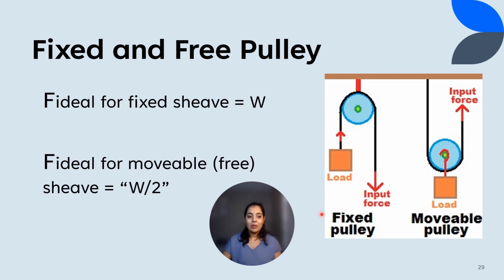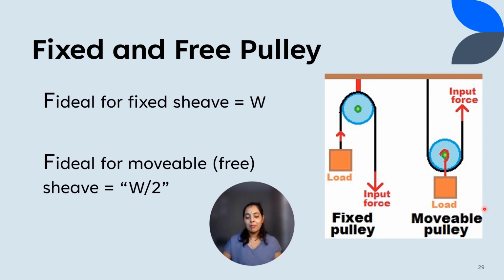Now F ideal for fixed sheave is W. That is, as I told, the force equivalent to lift this load is equivalent to the load. You got that? Okay. Now we will see movable pulley.